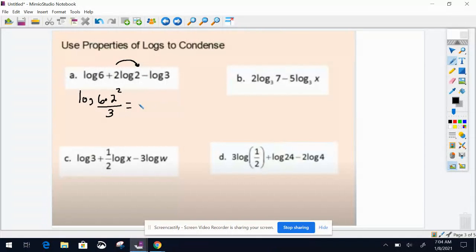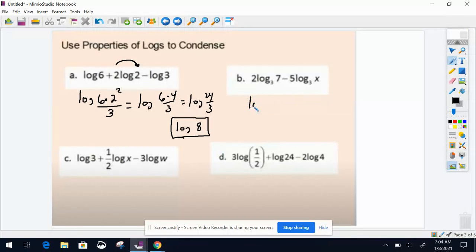Well, now because I'm dealing with all numbers, I can actually do the math. 2 to the 2nd power is 4. 6 times 4, so I'd have log of 6 times 4 over 3, which is log of 24 over 3, which is log of 8. So this whole thing will reduce to log of 8. And again, if you have variables, you can't do anything once you have it condensed. But with numbers, you can continue to simplify and do the math.